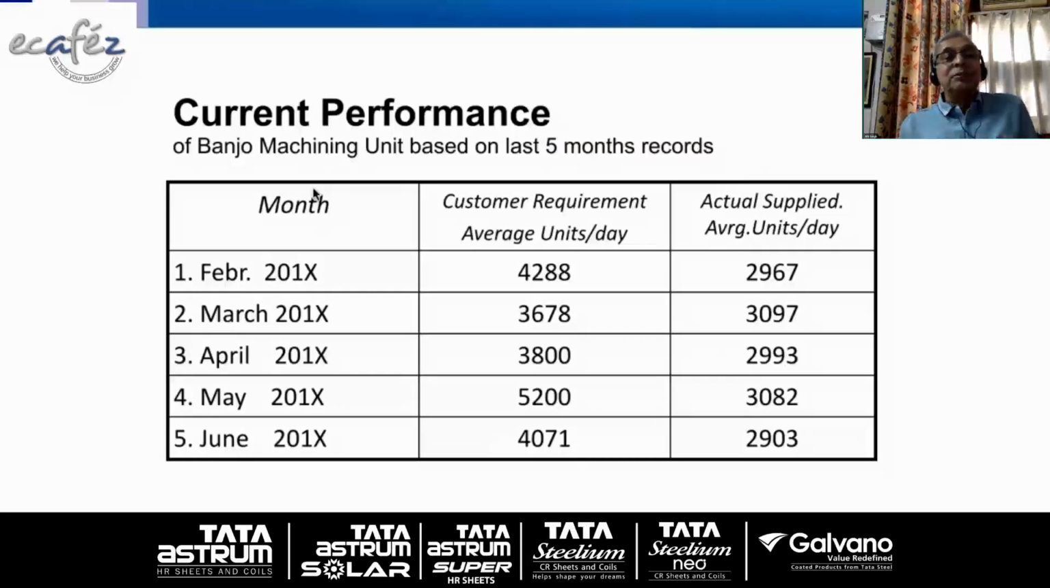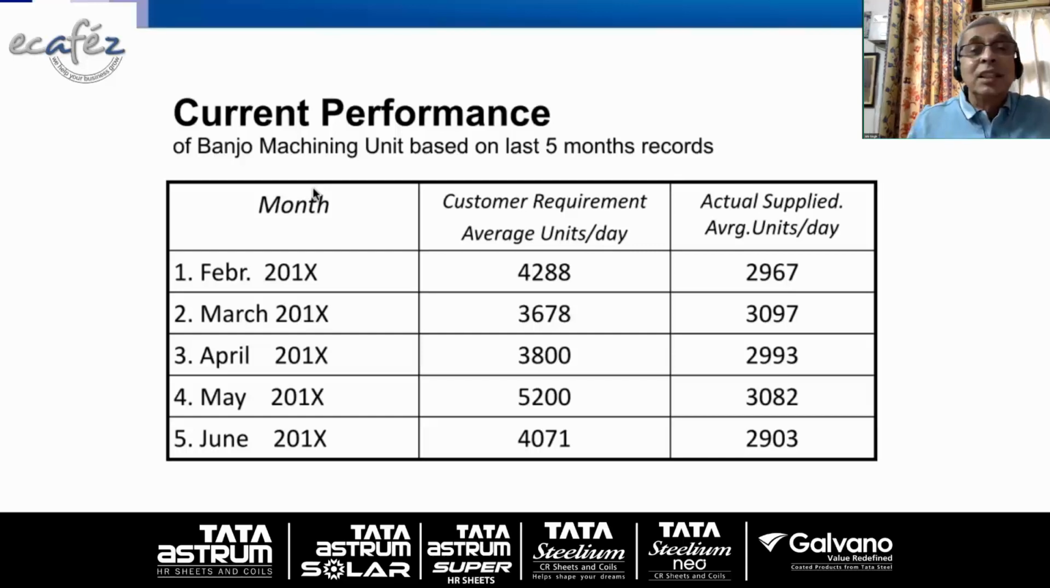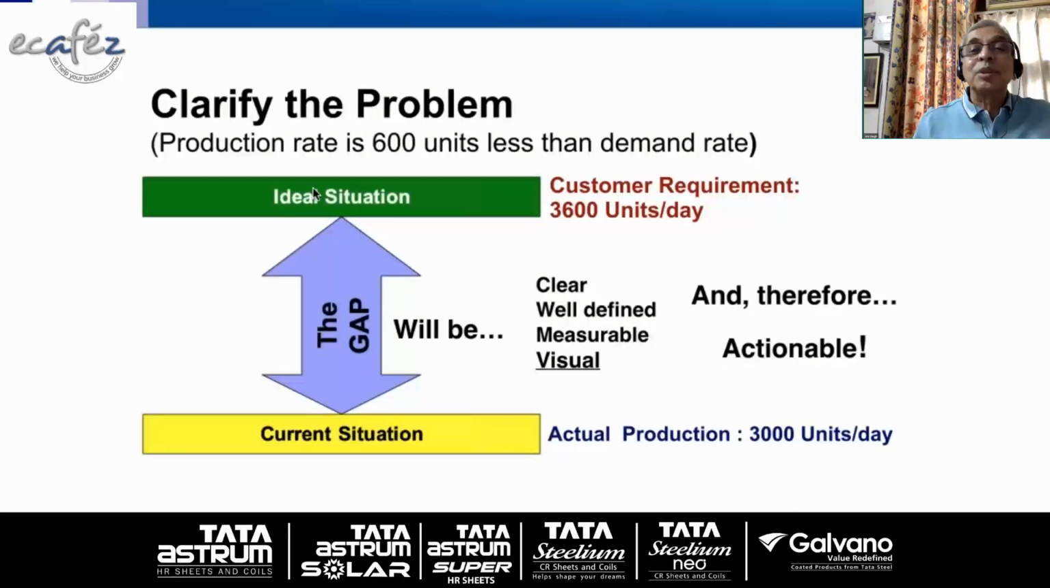Then we have to collect data, starting with the current performance. This is called grasping the situation. What is the current state of the process? Here, if you see, 5 months of available data were collected: the customer requirement in average units per day, and what was actually supplied. The demand was 4,000 up to 4,500, but the average supply was not more than 3,000. So there was a big gap. There was a good opportunity, but because of the constraint in the process, they were not able to supply.